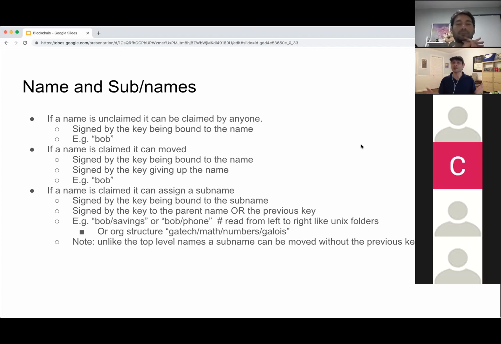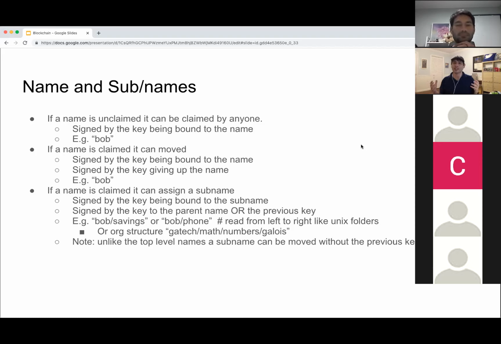So Georgia Tech could have a wallet and say, well, within Georgia Tech, we're going to have a sub wallet that's the math department. And maybe the math department wants to say, well, we've got a bunch of number theorists, so we're going to have the numbers lab. And one of the guys in the numbers lab is Gawa, so he's going to have his wallet.